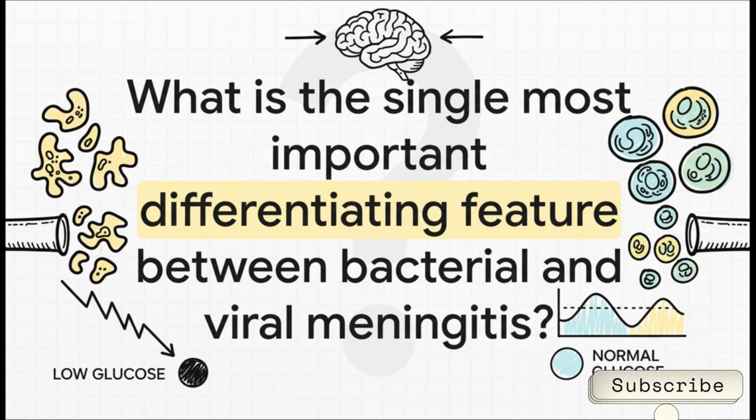Okay, let's wrap this up with one final super high-yield takeaway. If you get an exam question that asks you to tell the difference between bacterial and viral meningitis just by looking at the CSF, what's the dead giveaway? It's two things, the cells and the sugar. For bacterial, think neutrophils and no glucose. The neutrophils rush in, and the bacteria eat all the sugar. For viral, think lymphocytes and normal glucose. If you can just remember that one key difference, you're going to be in great shape for your exams.